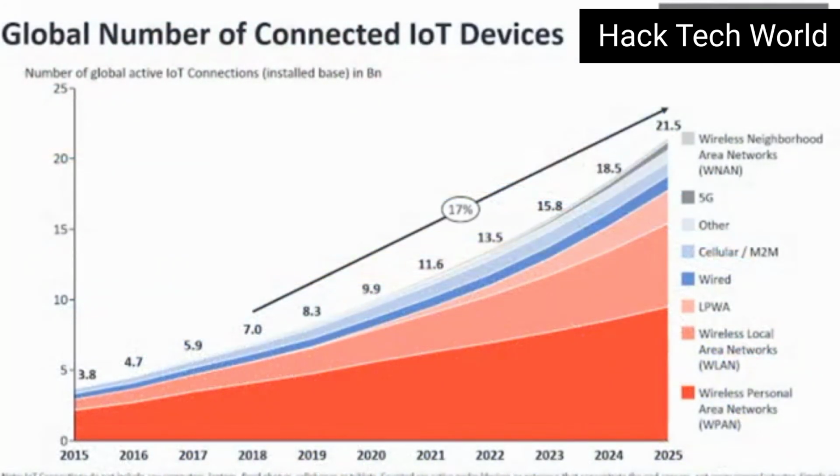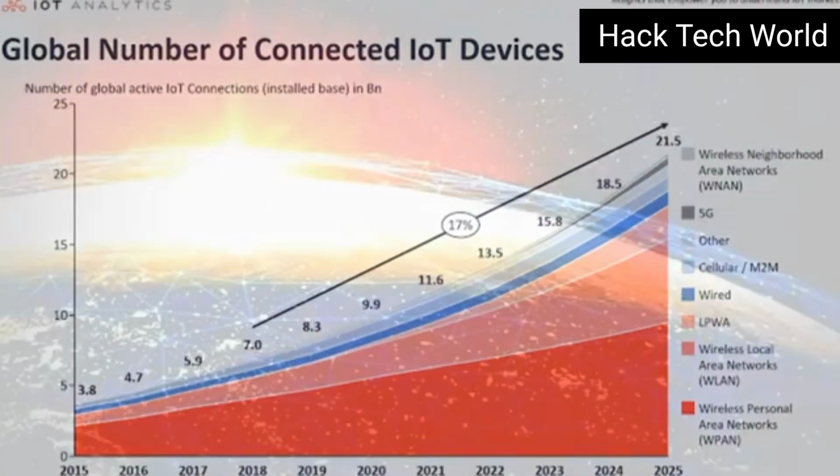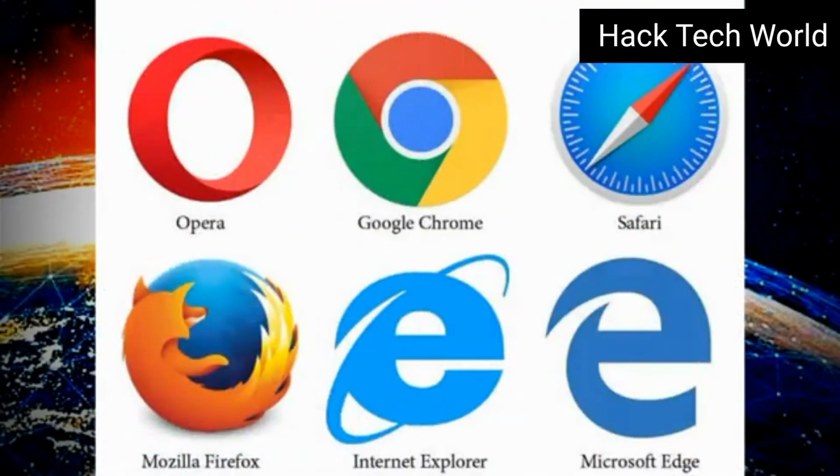According to the graph, during 2015, there were only 3.8 billion devices that use IoT, but it has increased to 8.3 billion in the last year, and it is estimated that it will increase to 21.5 billion by the end of 2025. The main big servers such as Opera, Google Chrome, Safari, Mozilla Firefox, Internet Explorer, and Microsoft Edge. These servers expend a huge amount of data to use IoT.